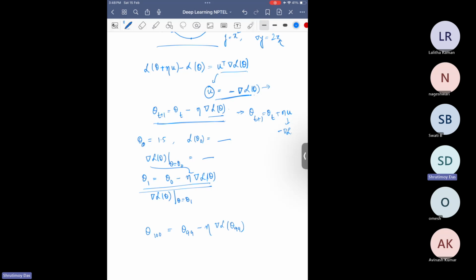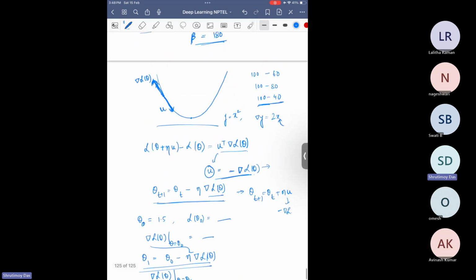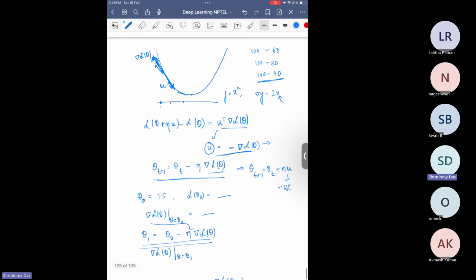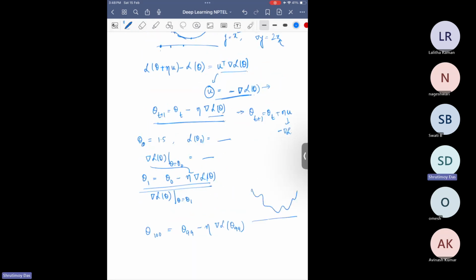Because at each point, you see at this point your gradient was this. At this point your gradient is different. In this example it is the same actually, but suppose you have some other figure, something like this. At this point your gradient is something like this, and at this point it is something like this. So at each point the gradient of L at theta will be different. That is why you need to keep on continuing.